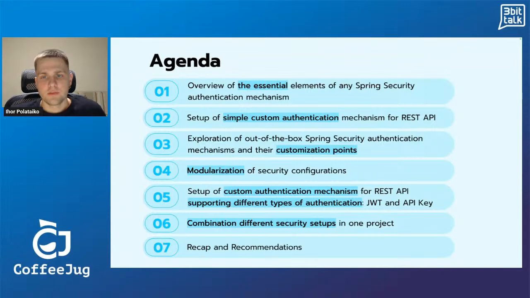So let's start from the agenda, what we'll be covering today. We'll start from the overview of essential elements of any Spring Security authentication mechanism. And then, based on that knowledge, we will set up a simple custom authentication mechanism for REST API. We will be leveraging JWT for transferring authentication credentials, and I believe that's a standard authentication for most of the backend applications which expose REST API, at this point of time.